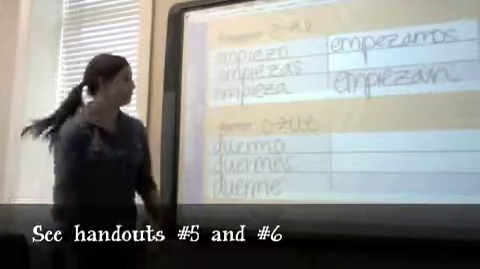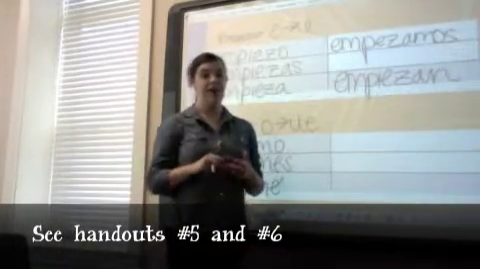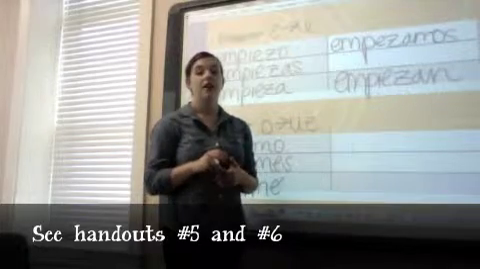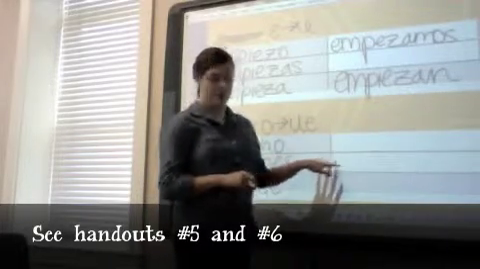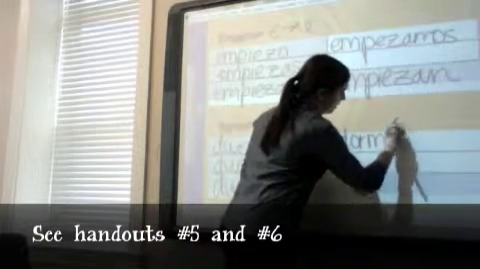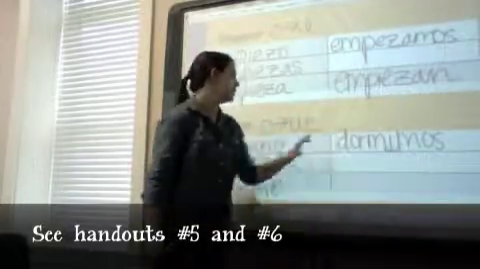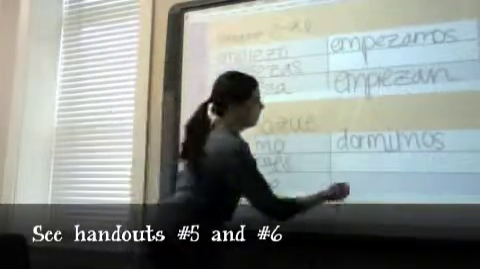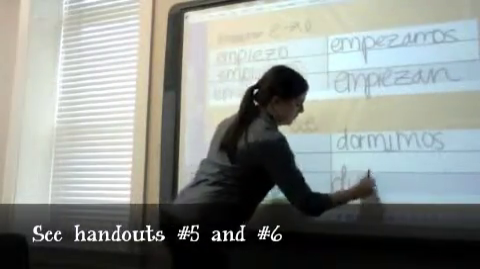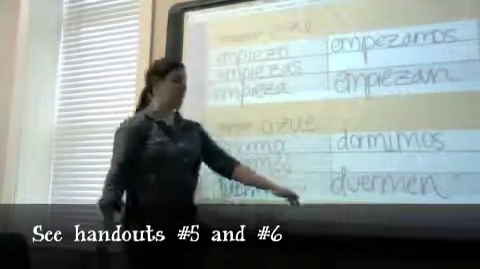duerme. Moving over here, and remember the only difference between ER and IR verbs are in the nosotros and vosotros forms. So, dormimos, with an I because it's an IR verb. And then down here at the bottom, in the third person plural, duermen.